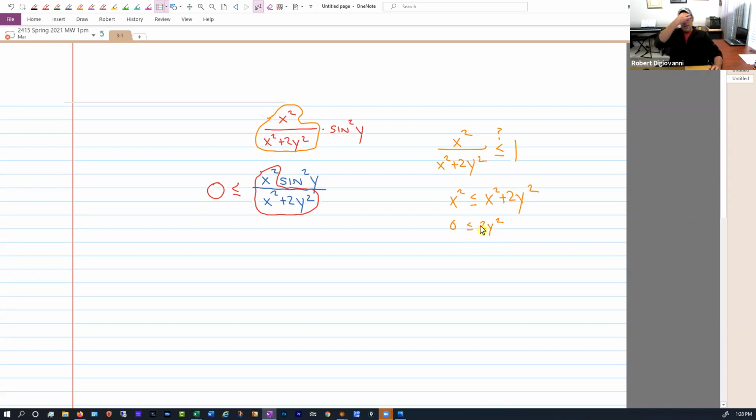So instead of replacing the sine squared y with 1 over here on this side, I'm going to say this must be less than or equal to the x squared over x squared plus 2y squared. That's going to be replaced with 1, which leaves me with just sine squared y.